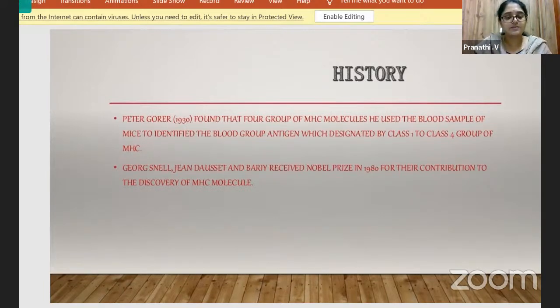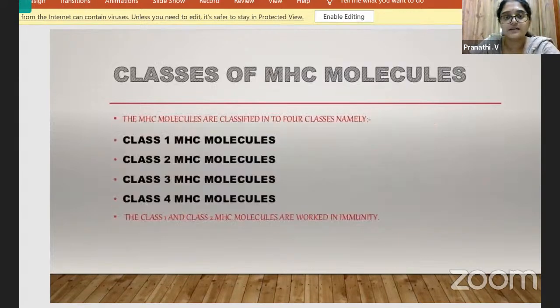So like I said, when it comes to the major histocompatibility complex, you have Peter Gorer, one scientist who saw that there are 4 groups of MHC molecules in the blood sample of mice, identifying the blood group antigens, designated class 1 to class 4 groups of the MHC. George Snell, Jean Dausset, and Baruj Benacerraf received the Nobel Prize in 1980 for the discovery of the MHC molecules and understanding them in both humans and mice.